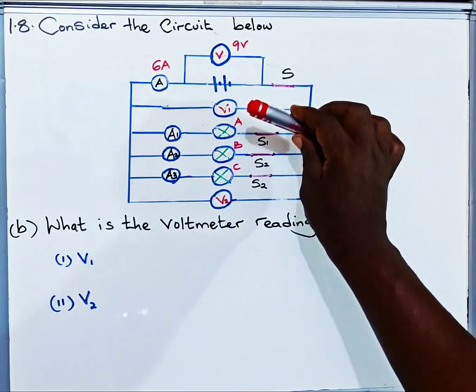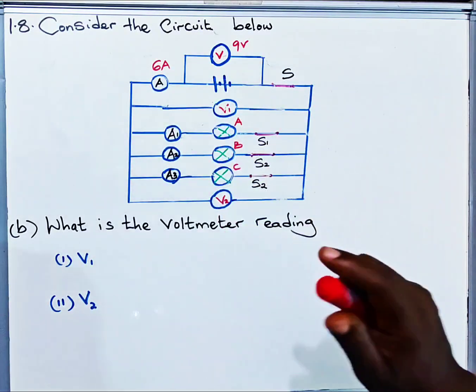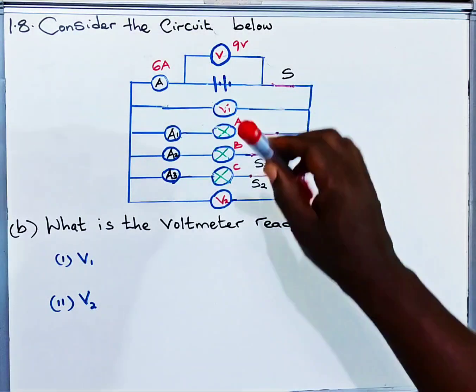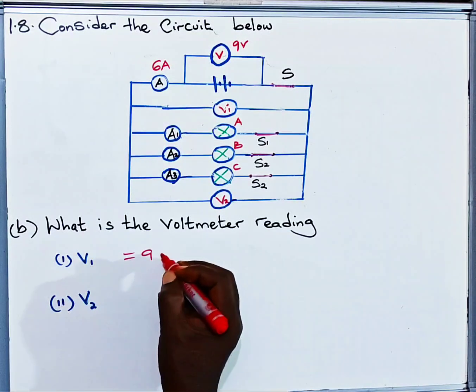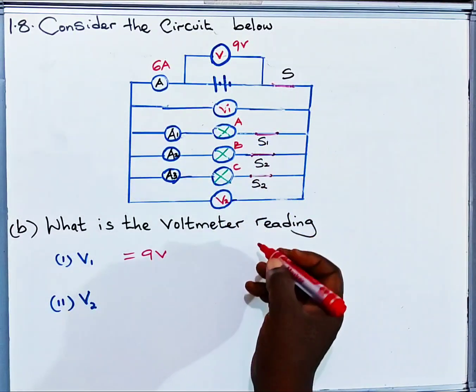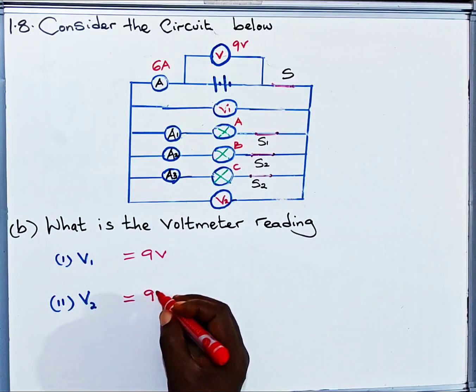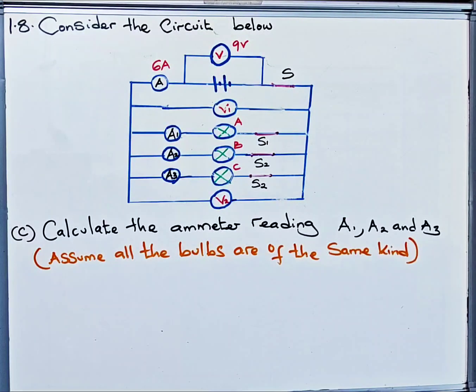And we need to know that components in parallel have the same voltage. So which means that V1 is 9 volts. The same applies to V2, which is also 9 volts. Okay.